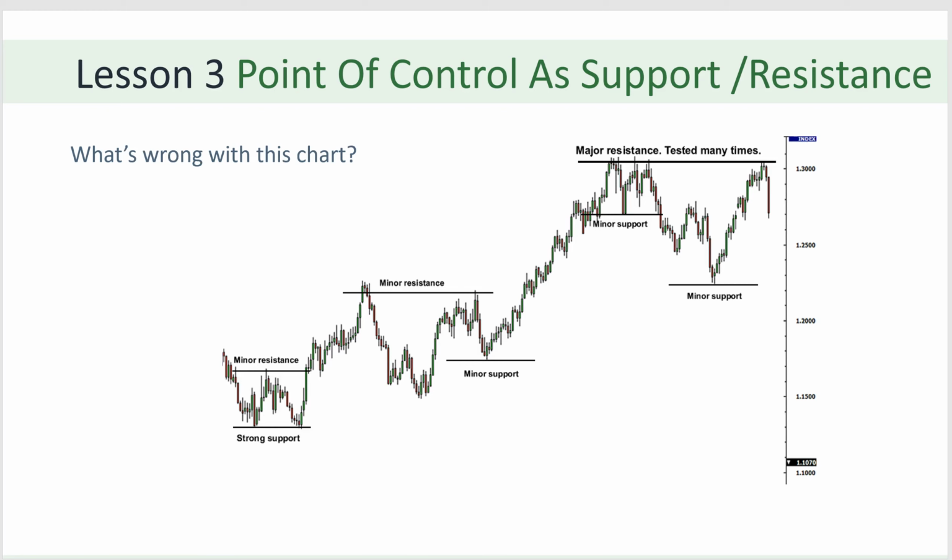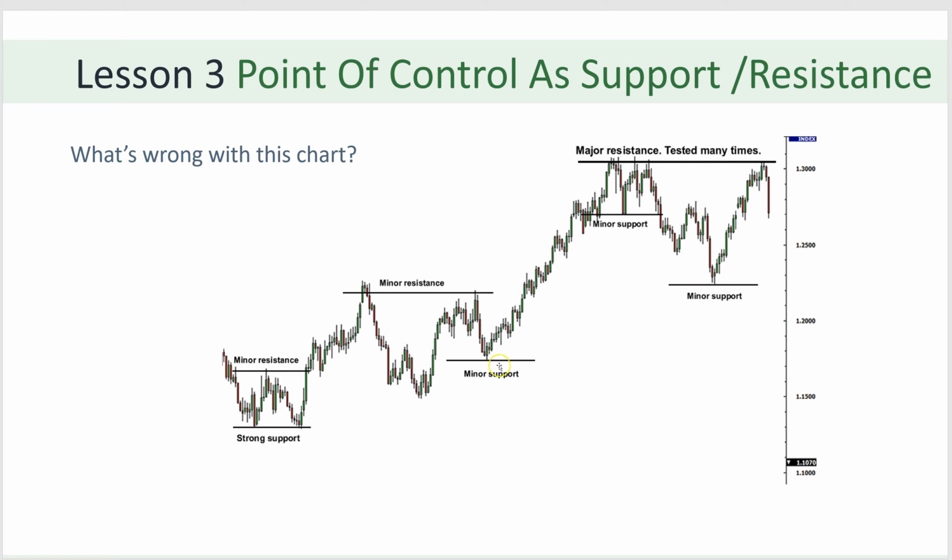So what's wrong with this chart? Well, I see you got minor resistance, strong support, minor resistance, minor support, minor support. All too often I see people posting charts like this. Okay, well, why is this minor support here? What about this support down here? How come you guys don't have that listed? What about this here, the one that failed here? Up here. Why don't you have anything here?